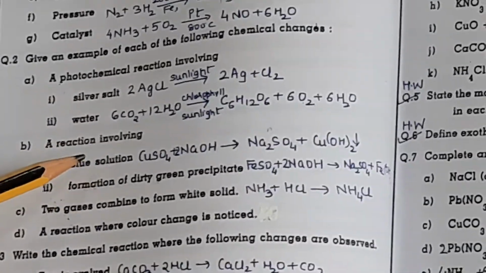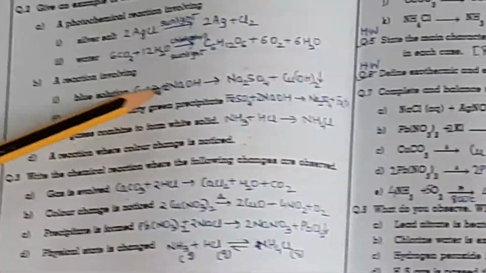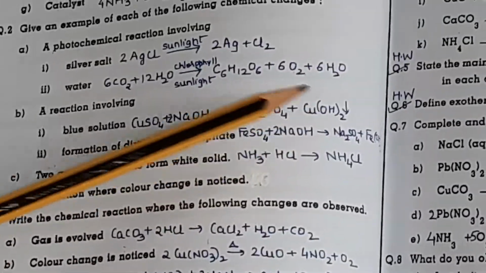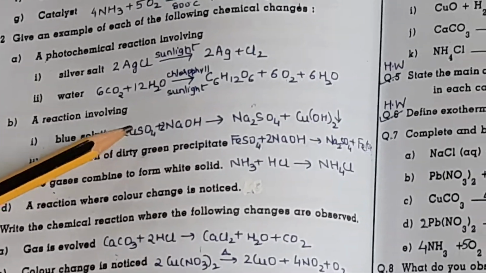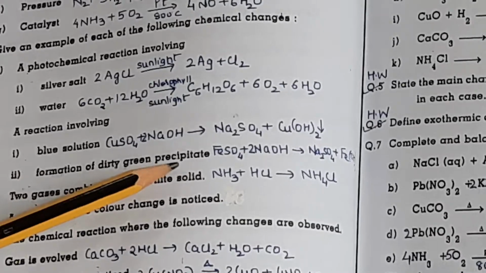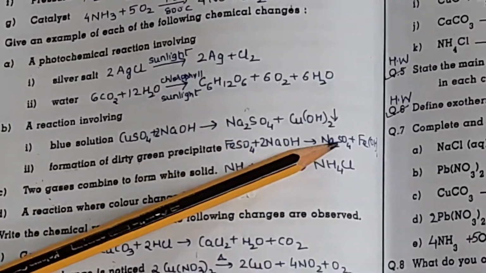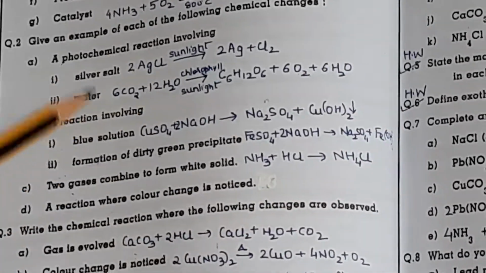Then a reaction involving a blue solution, copper sulfate is blue in color. So copper sulfate plus 2 NaOH gives you Na2SO4 plus Cu(OH)2. This is a pale blue precipitate. Now for this you can even write action of heat on copper nitrate because that is also blue in color. Formation of a dirty green precipitate, FeSO4 plus 2 NaOH will give Na2SO4 plus Fe(OH)2. This is the dirty green precipitate.